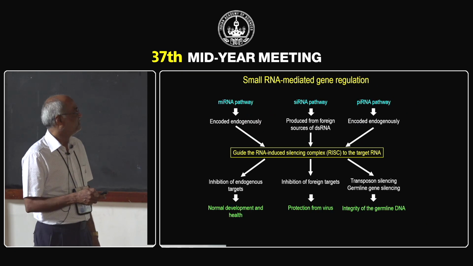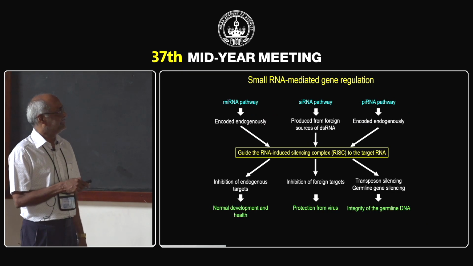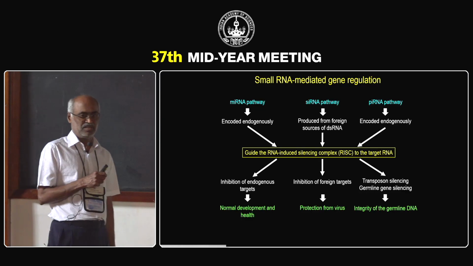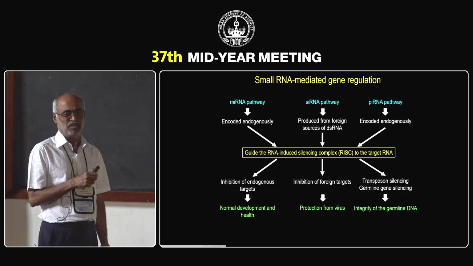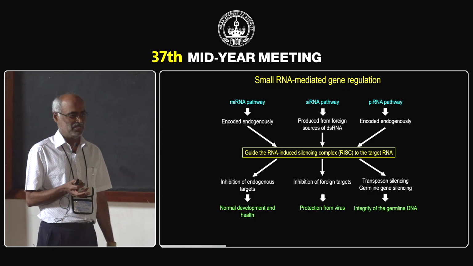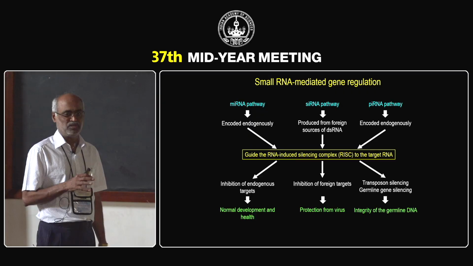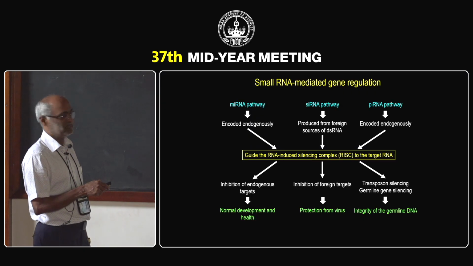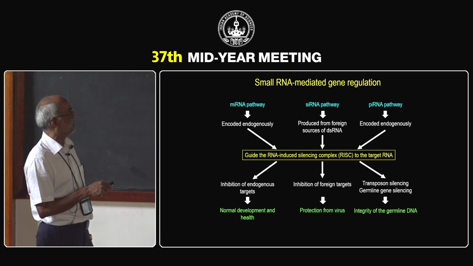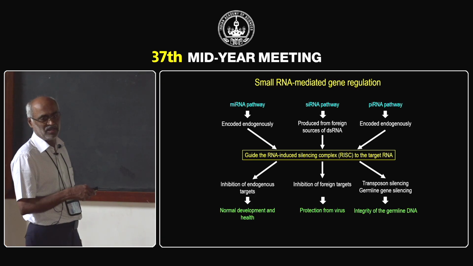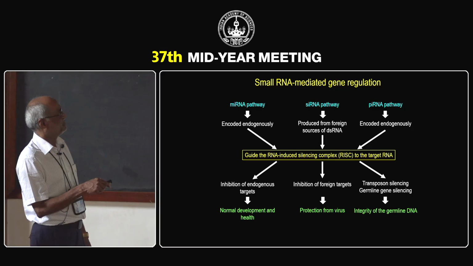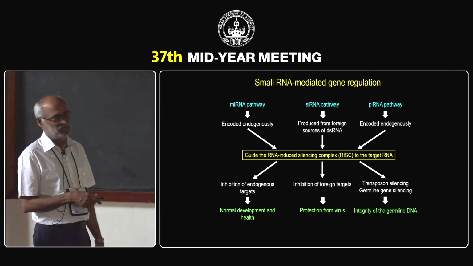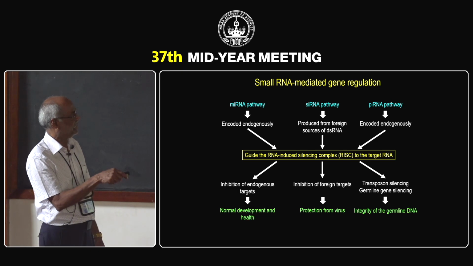There are three major classes of small RNAs. Small RNAs are single-stranded RNAs, about 21 to 26 bases, the majority of them 21 to 22. The three major classes are the miRNA pathway, where the small RNAs involved are the microRNAs or miRNA; siRNA, short interfering RNA; and then piRNA. My talk is going to be primarily on piRNA.